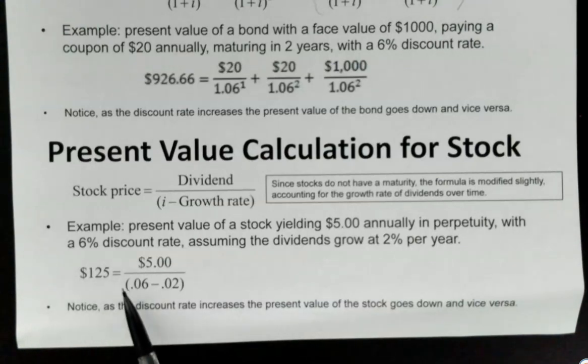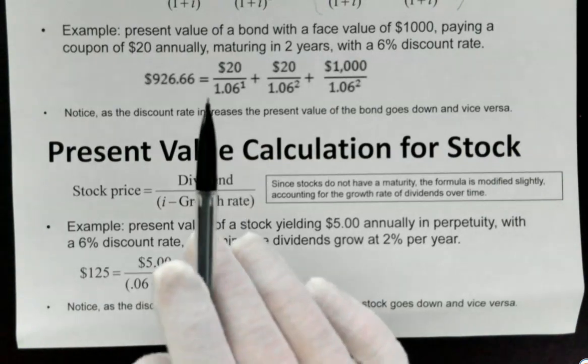Someone would be willing to pay $125 to get $5 a year in dividends, assuming these two variables are the situation: 6% interest rate in the economy, return in the economy, and 2% growth rate. Now, the same relationship between the discount rate and the value of stocks exists. As interest rates go up, say from 6% to 10% or more, the denominator is going to go up, which means the present value is going to go down.